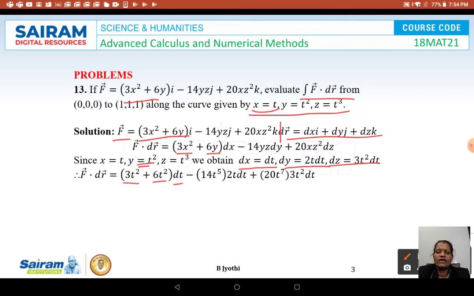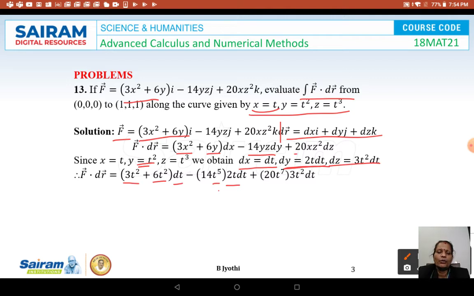Next, when we take the second part, that is minus 14y into z, we have y equal to t squared and z equal to t cubed. So t squared into t cubed becomes t to the power 5. So it will be 14t to the power of 5 into dy. The dy is nothing but 2t dt. Therefore, we will be getting 2t dt, plus.